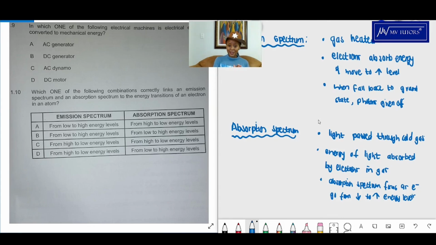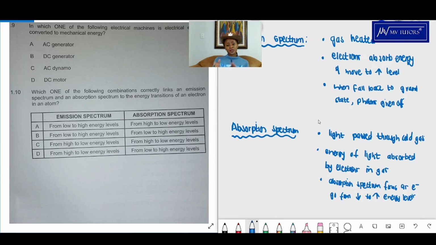So the emission spectrum is shown when the electrons, after absorbing that energy, go from a high energy level to a low energy level. With the absorption spectrum, as the electrons go from a low energy level to a high energy level, that's where you see the absorption spectrum. I hope it makes sense.